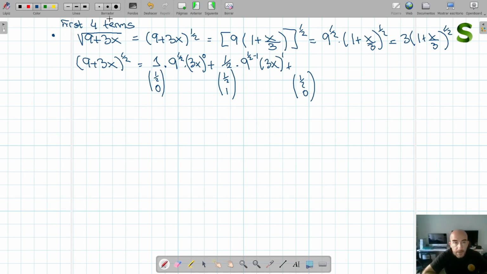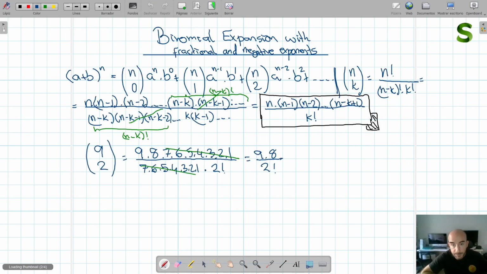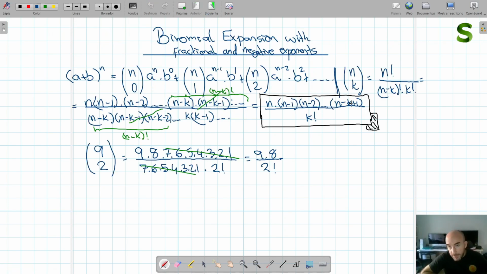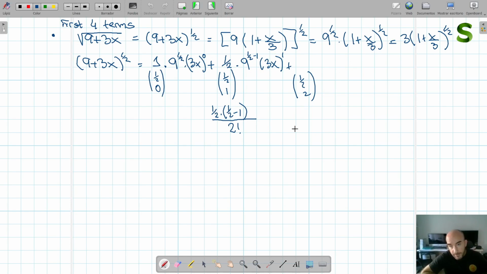This is 1/2 over 2. This is the first one that I need to explain. The bottom part, as we said before, is going to be 2 factorial, which is 2. Now, the top is going to be 1/2 times 1/2 minus 1, up until when? Up until n minus k plus 1. N minus k plus 1 is 1/2 minus 2 plus 1, which is 1/2 minus 1, and that's the term I have here. So I can finish here.